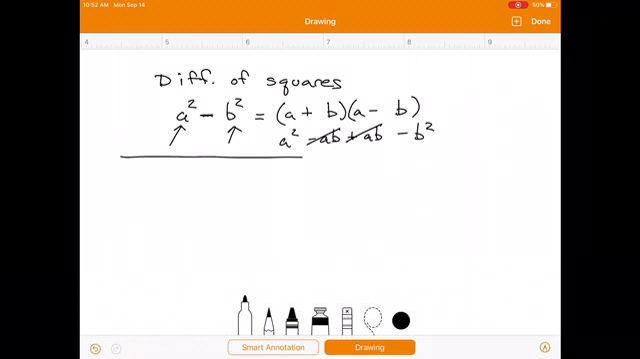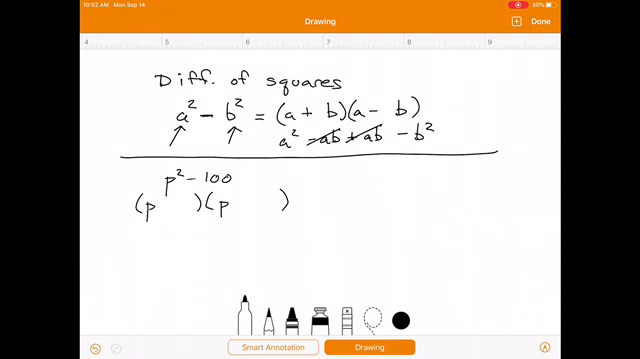So that's in general. Let's do it with an actual example. Let's say we had p squared minus 100. That's a square, and 100 is also a square. Using that outline above, we have p times p. That's how we get the p squared. And then what times what gets 100? That's 10 times 10. In order to get the middle two terms to cancel, we need a plus and a minus. It doesn't matter whether the minus or the plus is first. So that's how you would factor this example.